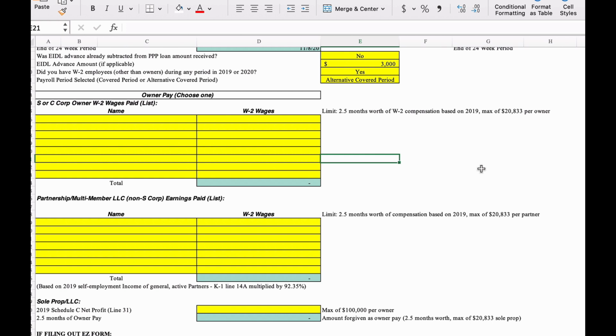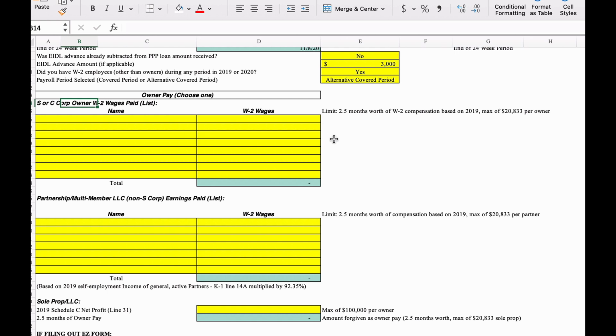Okay, so now we're going to come down to the owner pay section. So this is where you're going to choose what type of owner you are. So you're either an S or C Corp and you are putting in W-2 wages paid. Remember, only W-2 wages are going to be eligible for forgiveness. So you have to pay W-2 wages if you're an S Corp or a C Corp. Okay, so you're going to list out your names and your W-2 wages.